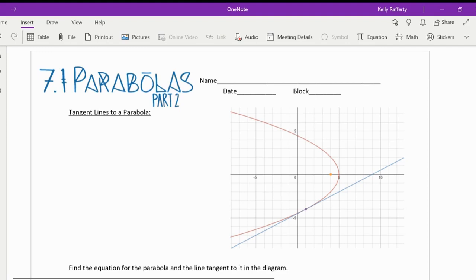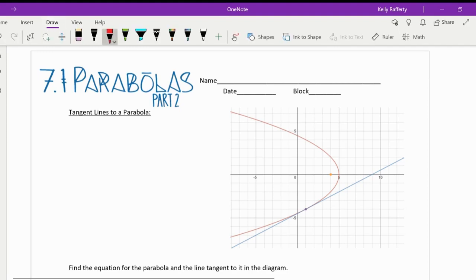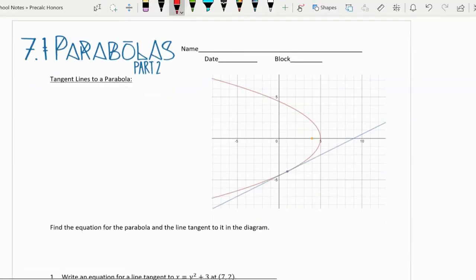So for parabolas, we can find the equation of the line tangent to the parabola algebraically, which we can't always do because of a certain characteristic. So I'm going to write it out here, and you guys can add some notes in there. So in this picture, I have this blue line, which is tangent, which means it only touches at one point to this red parabola.